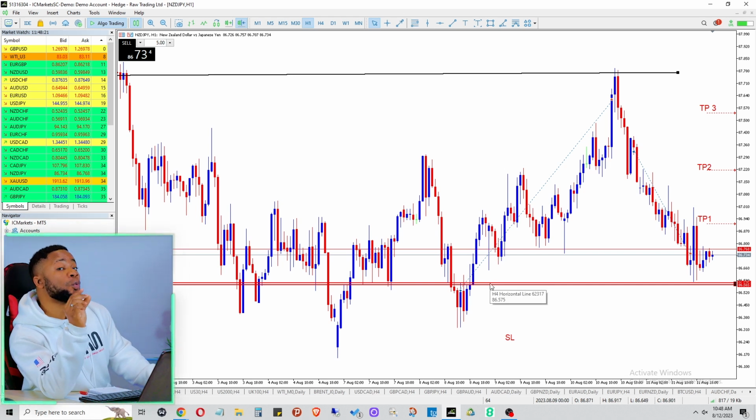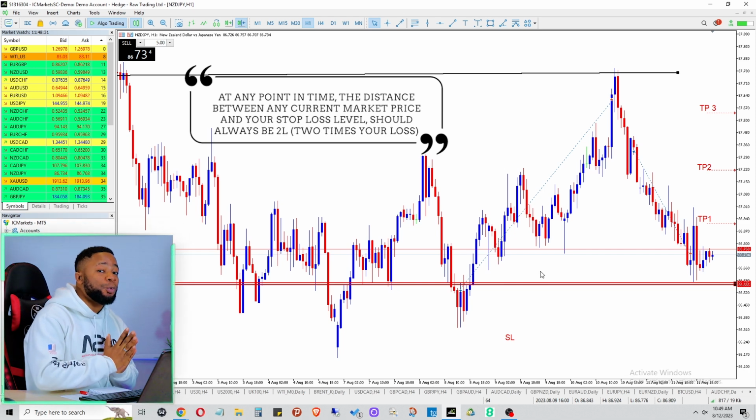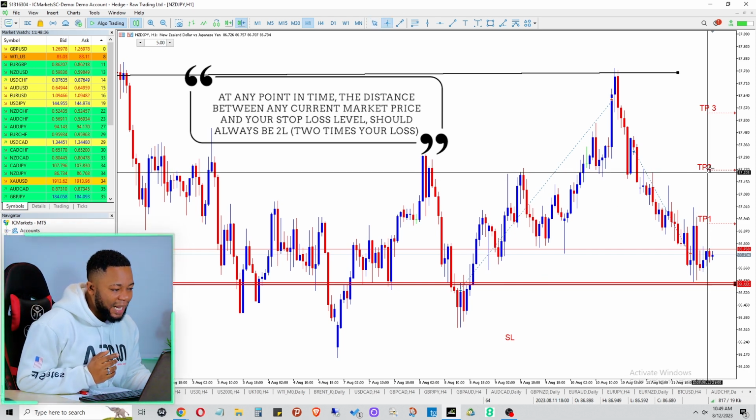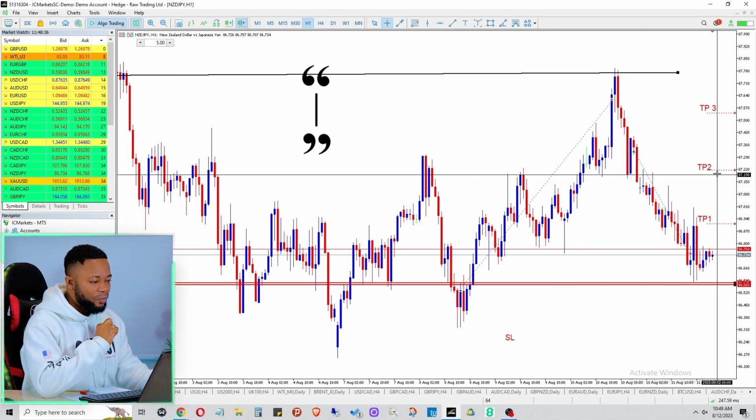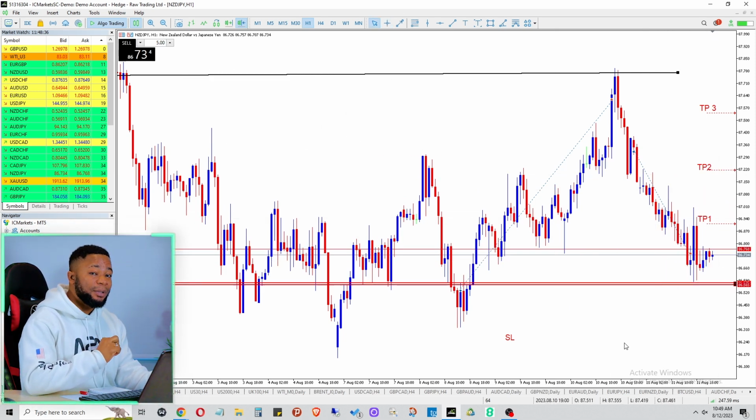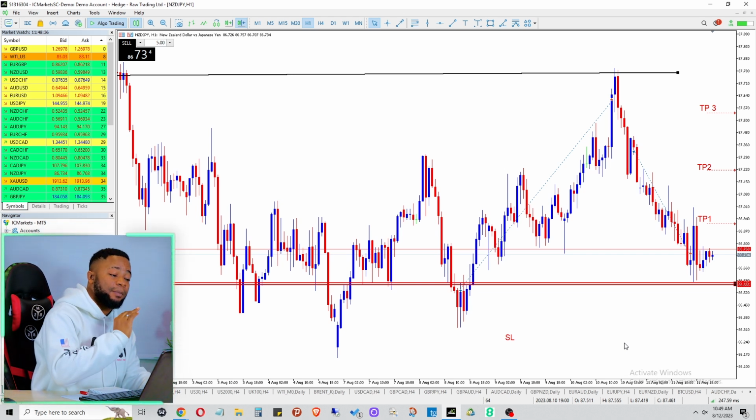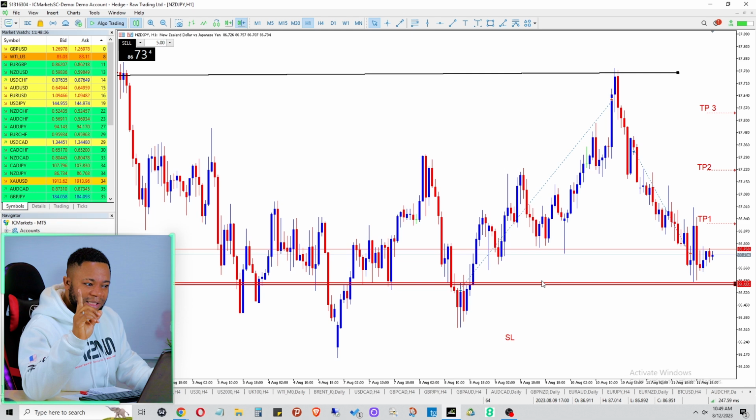You need to check that rule to see if it confirms. What does it say? The distance between the current market price, which is at TP2, and your stop loss level must be 2L. If I measure from my TP2 to my stop loss level, that is 60 pips, which is equal to 2 times my risk. At this point in time, I'm giving my trade room to breathe. Just imagine, see what happened.